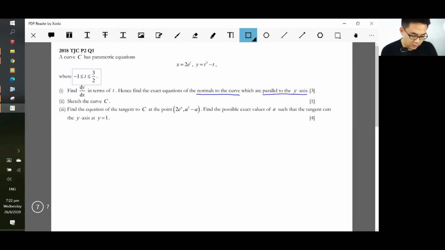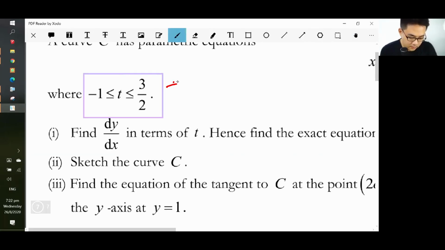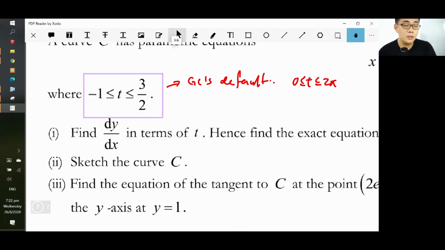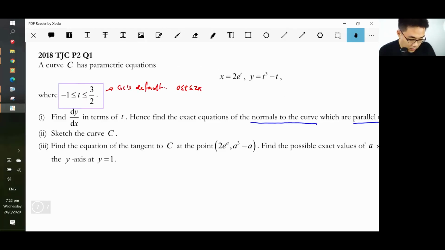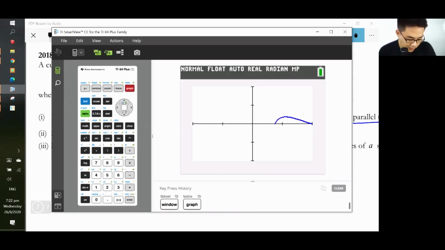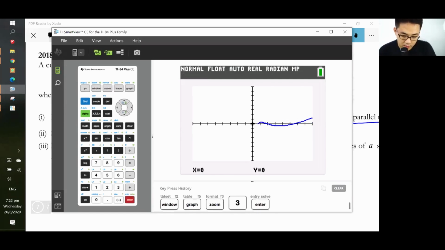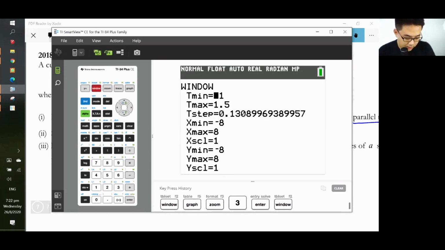Now remember your GC's default. I'm just gonna write this down so that you'll remember. GC's default here is 0 to 2 pi. So just remember that. You change this from minus 1 to 3/2, so zoom out. You can zoom standard, but zoom standard would change this to 0 to 2 pi again. So you just remember to change it.